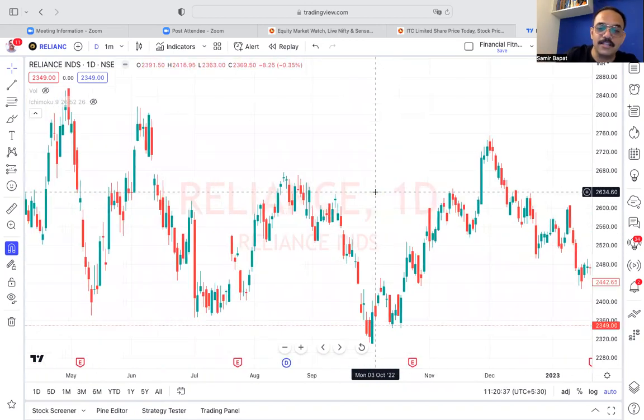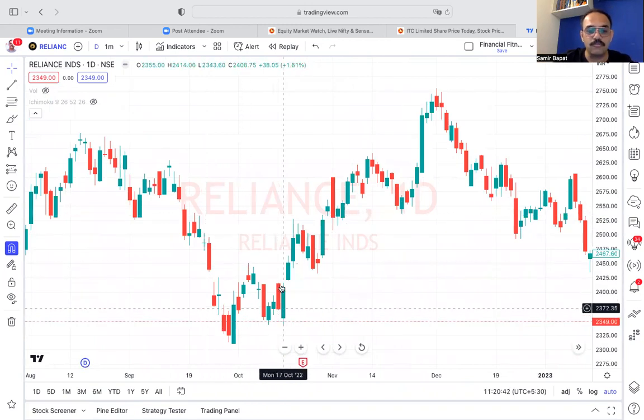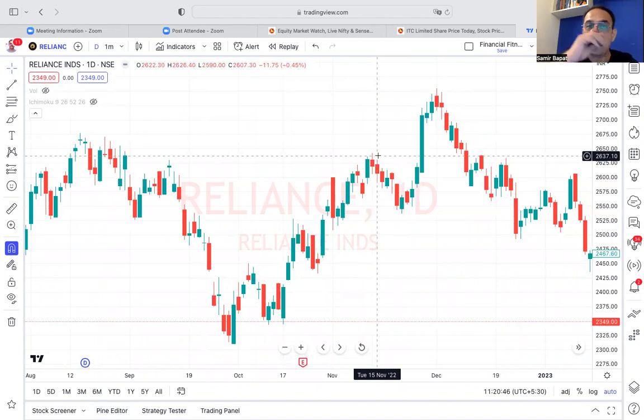Let's say if I am seeing this, and I say, okay, this is one technique that this W will go up if it breaks out above this, and it will go up.